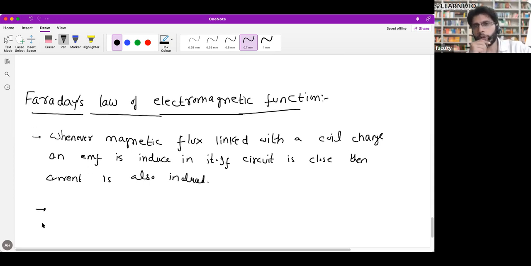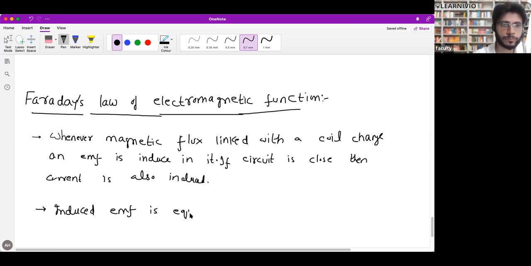The second statement of electromagnetic induction says how you would calculate that EMF. We know that if flux changes, then EMF is induced, but how would you calculate that induced EMF? So the second statement says that induced EMF is equal to the rate of change of flux.